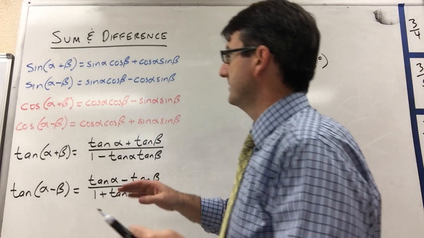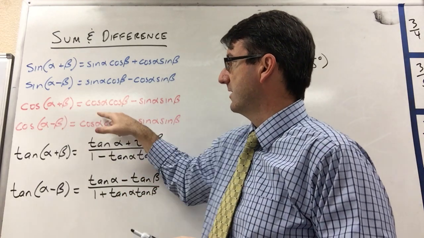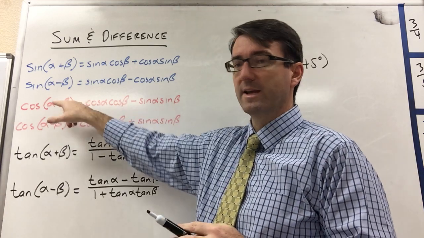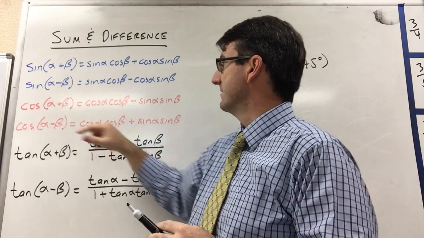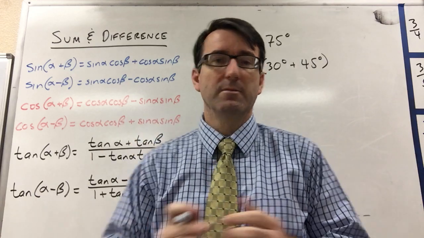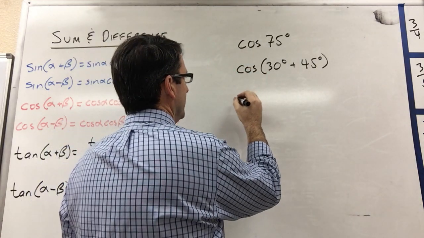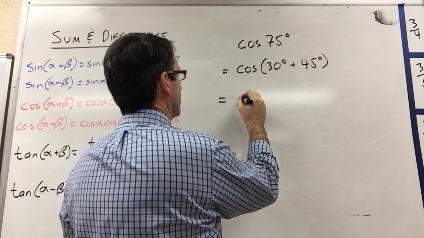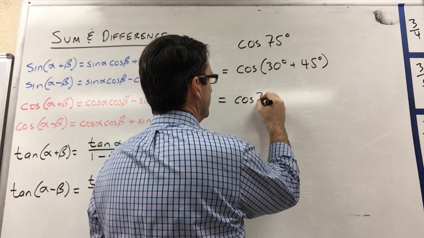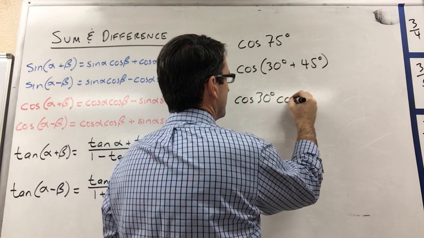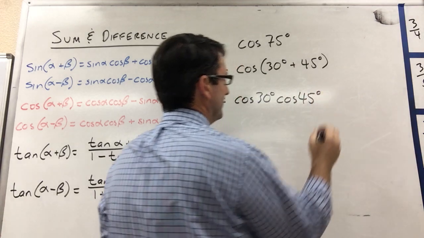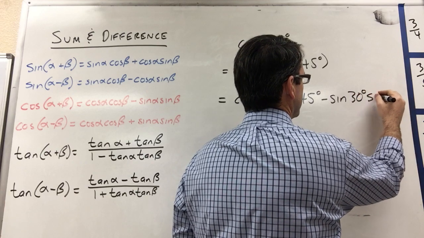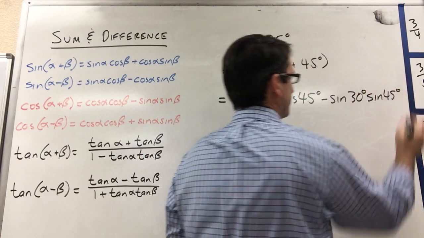All right, so let's go to our sum identity for cosine. It's going to be cosine of this first number times the cosine of the second number minus the sine of the first number times the sine of the second number. All right, so this is going to be equal to the cosine of 30 degrees times the cosine of 45 degrees minus the sine of 30 degrees times the sine of 45 degrees.